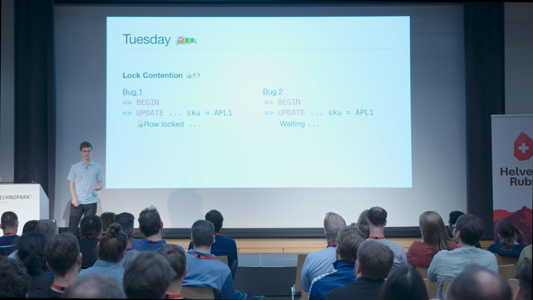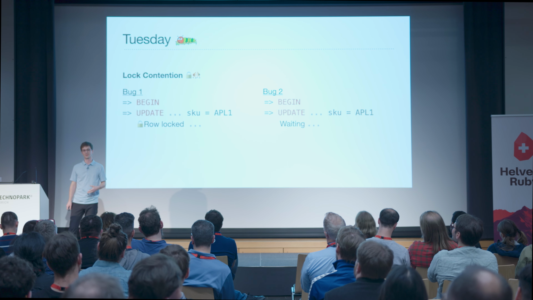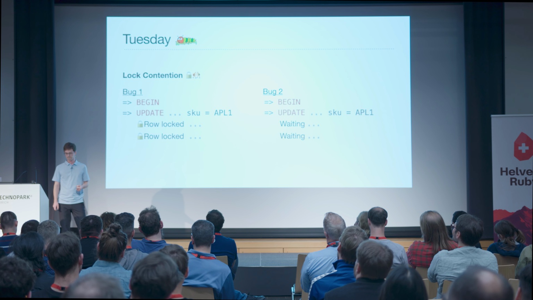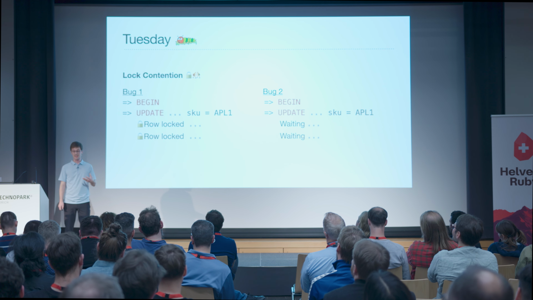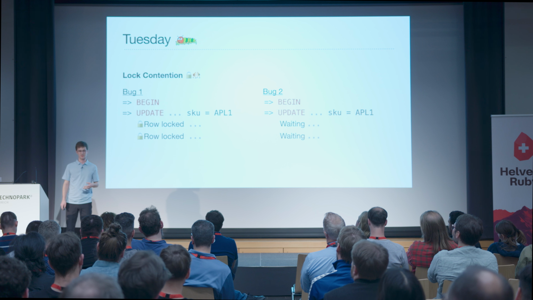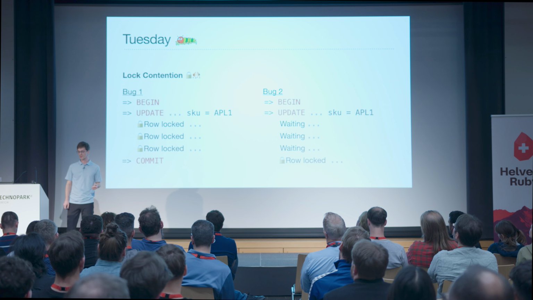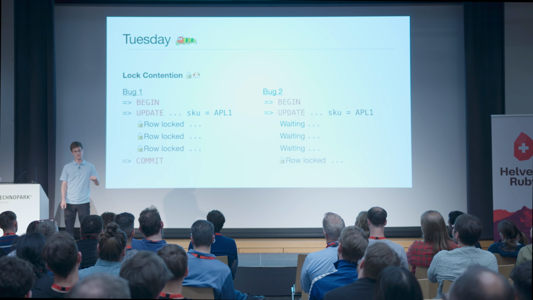One of these updates arrives first. It locks the row, which means that the other one is going to have to wait to do that update. Even after the update succeeds, that other transaction is still left waiting and waiting until finally the row gets unlocked when that first transaction commits or rolls back.